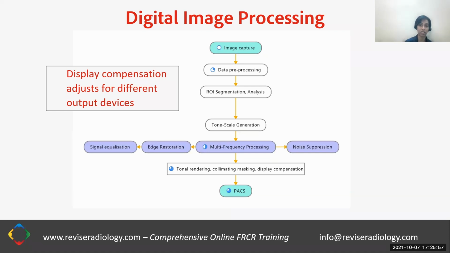It's important to note that all of these things are actually being done automatically by the system, but it's a good thing to be aware of what is actually happening to produce the final image that you're looking at.